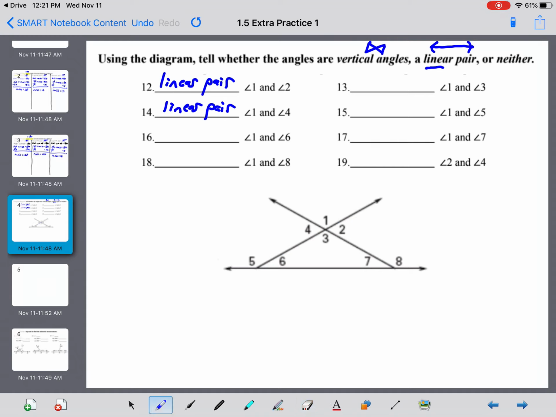Angle 1 and angle 6. Well, here's angle 1 and here's angle 6. Now, although you see a straight line here, that straight line is made by angles 1 and 4 and 3 and 2. That has nothing to do with angle 6. So that's not a linear pair. And this is definitely not that bow tie shape that we're looking for. So angle 1 and angle 6 are neither. Angle 1 and angle 8, again, do not make a bow tie, do not create that straight line. This is neither.